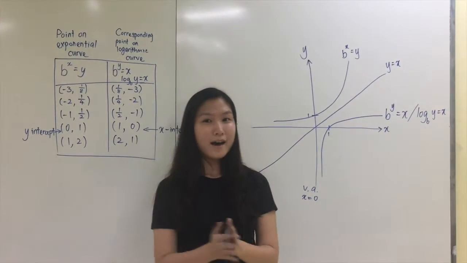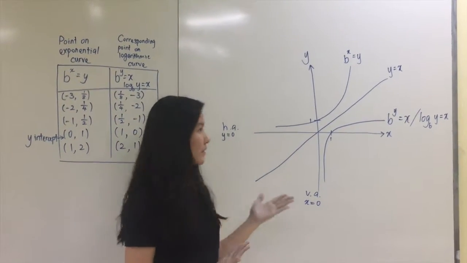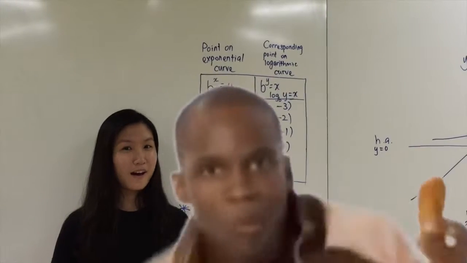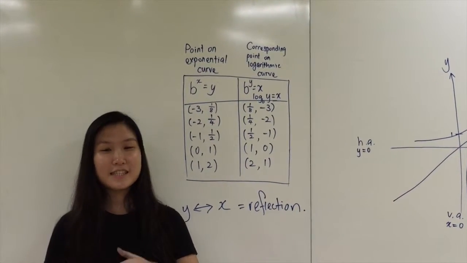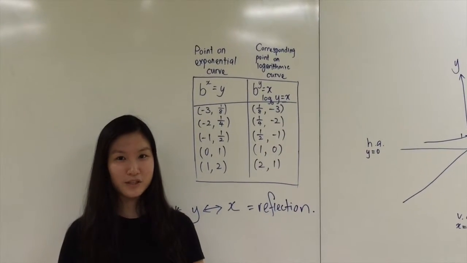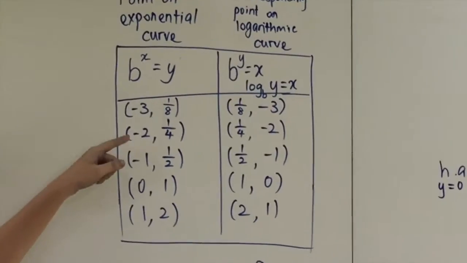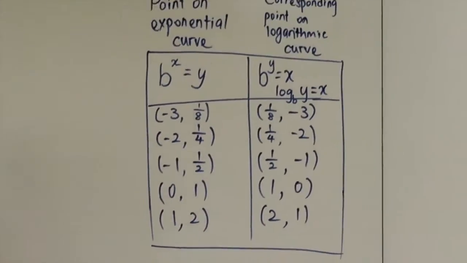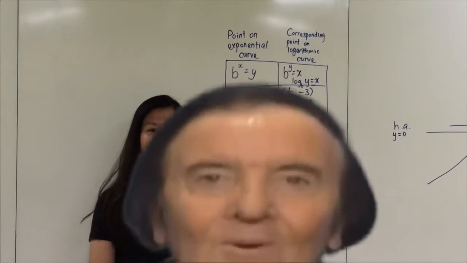So how does the reflection form? Remember, the logarithmic function is the inverse version of the exponential function. So we have to switch the x and the y value in the exponential curve to get the point in the logarithmic curve. So that's how the reflection is formed.